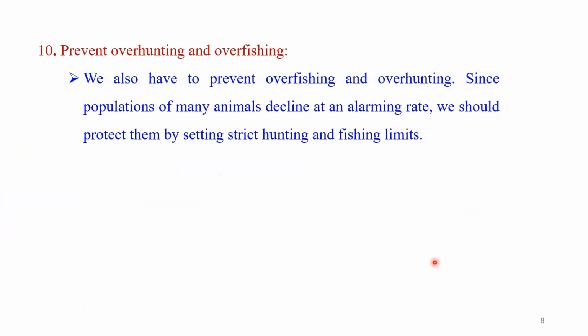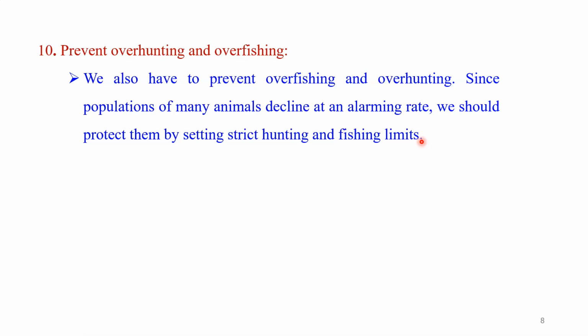The next one is to prevent overhunting and overfishing. These two activities are very important if we want to conserve biodiversity. So for that purpose, we should take care about overhunting and overfishing. We should avoid these things. Since the populations of many animals decline at an alarming rate, we should protect them by setting strict hunting and fishing limits. And for that purpose, we should create laws.